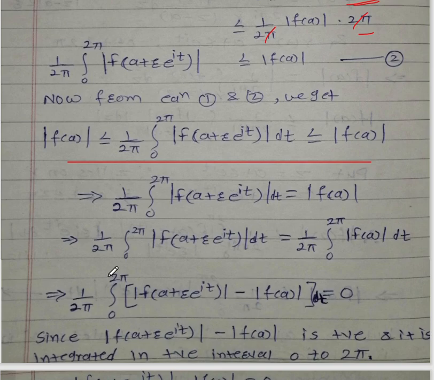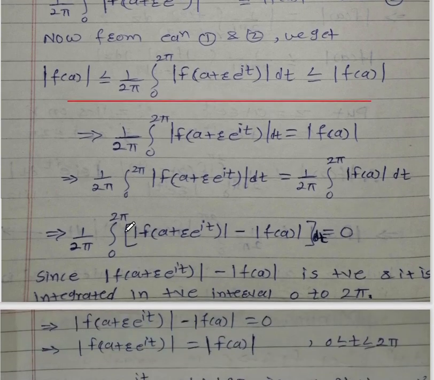So 1 upon 2 pi integral 0 to 2 pi, this left hand side as it is, equals 1 upon 2 pi integral of that mod f of a. We can write it in this way. If you solve this integral, the value of this integral is 2 pi. So this 2 pi will get cancelled. What remains is only mod f of a. So we can write mod f of a in this way.